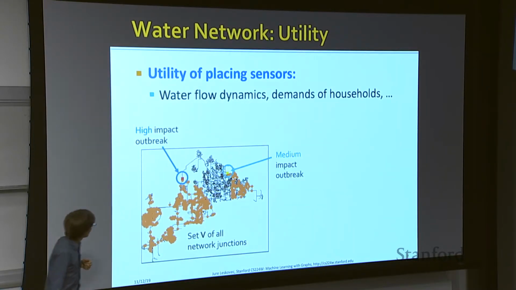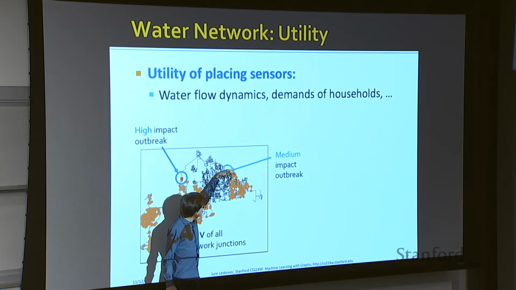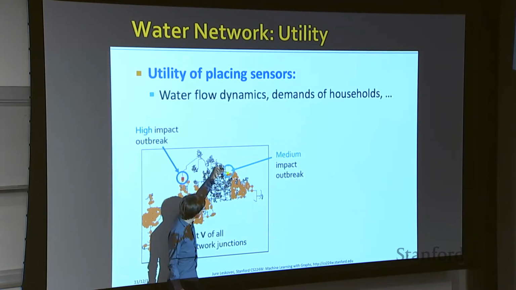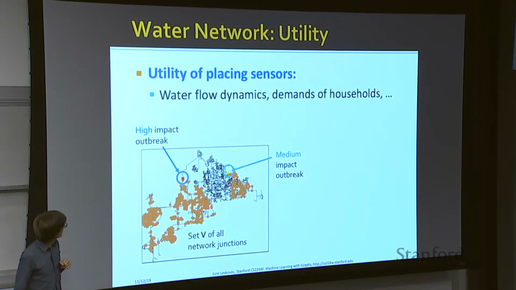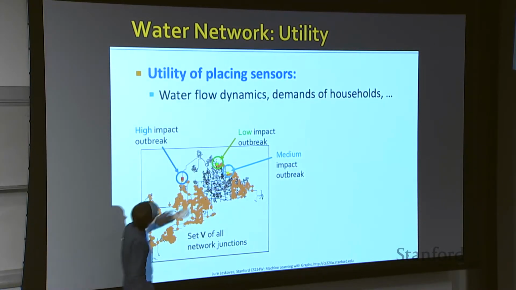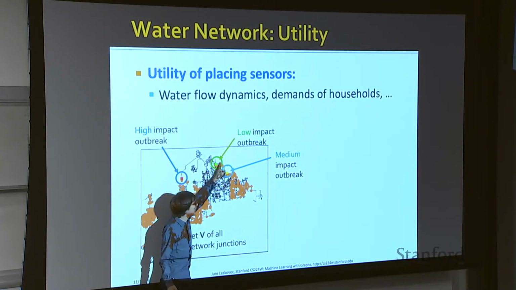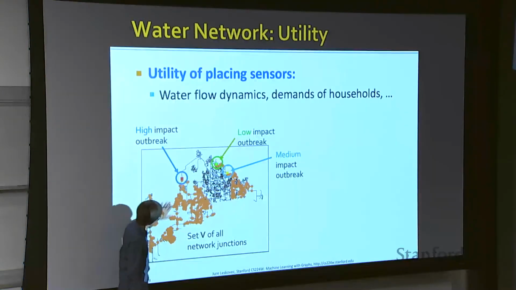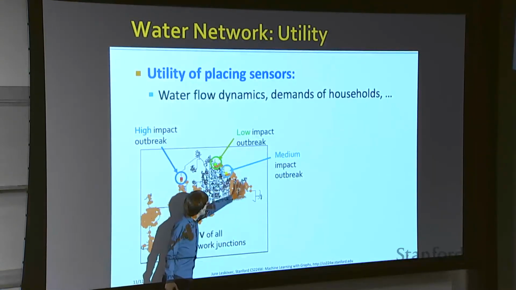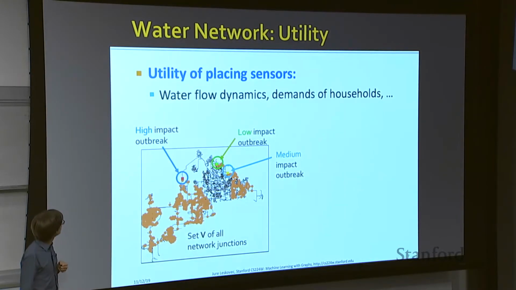But for example, if a contamination would start here, it would spread differently because this is the edge of the network, so it would just affect a smaller set of the houses. And here's another example where, really at the edge of the network, if the contamination starts here, the outbreak is small, right? So if it starts here, I would have a big outbreak. Here is a medium-size outbreak, and there is a small outbreak, right?